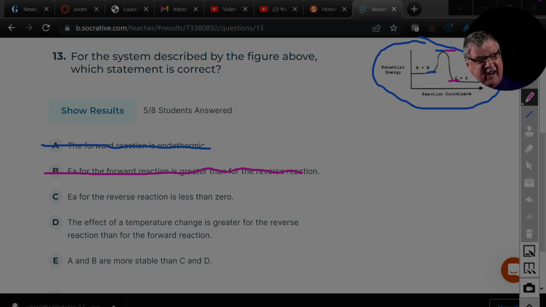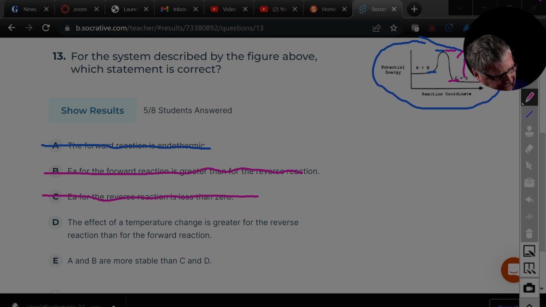Is the activation energy for the reverse reaction negative? What does this show here? It shows that the activation energy for the reverse reaction is positive. So no. So we've eliminated 3 choices. Again, we don't know what the answer is.